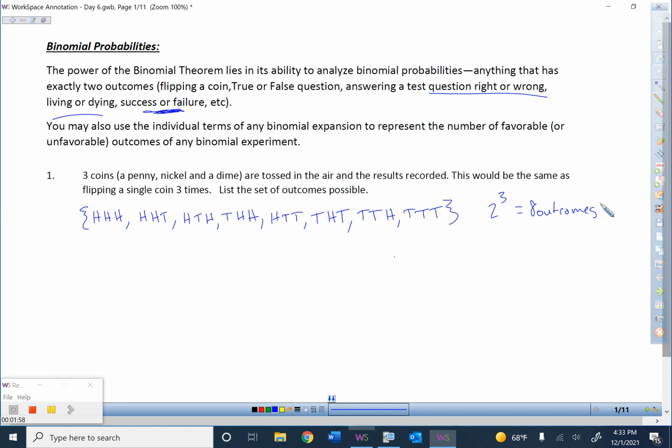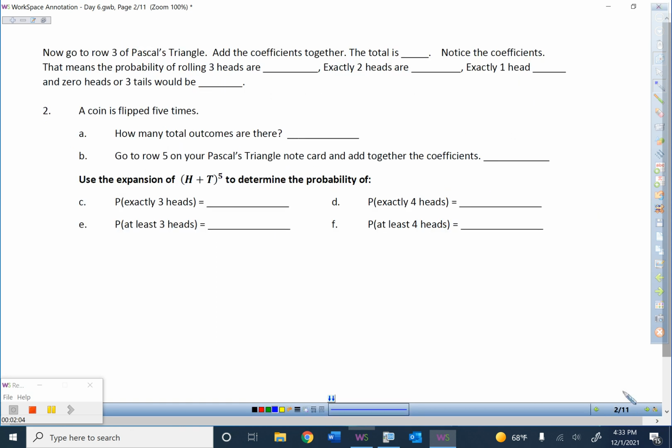Okay, but what we're going to do is look at the formatting of these outcomes. If we talk about flipping 3 heads, we ended up having the same thing that happens on row 3 of Pascal's triangle. So grab that out for me. And what we're going to talk about is that row first, the total. So if you look at row 3, it's got the numbers 1, 3, 3, 1. If you add those up, you get 8.